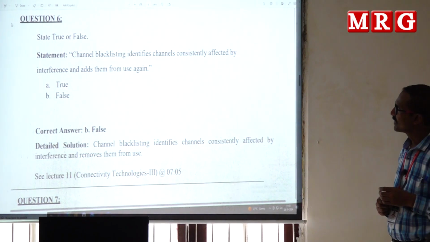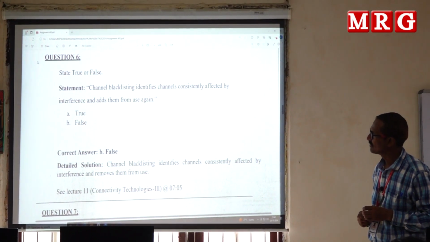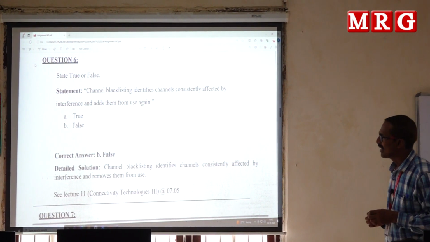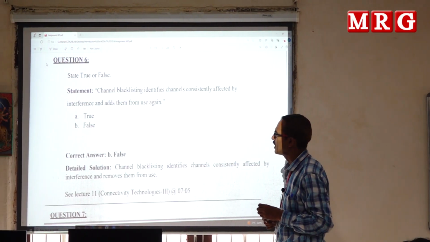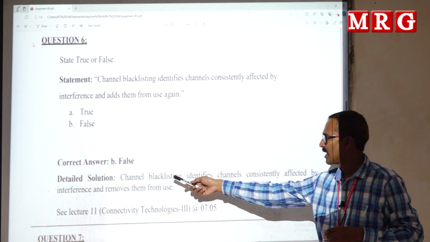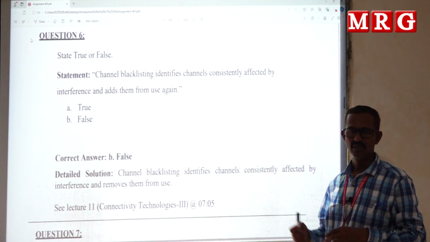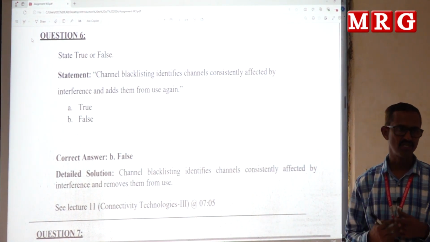Channel blacklisting identifies channels that are consistently affected by interference and removes them from use again. Actually, the answer is true. It identifies the channels and it will blacklist the channels.